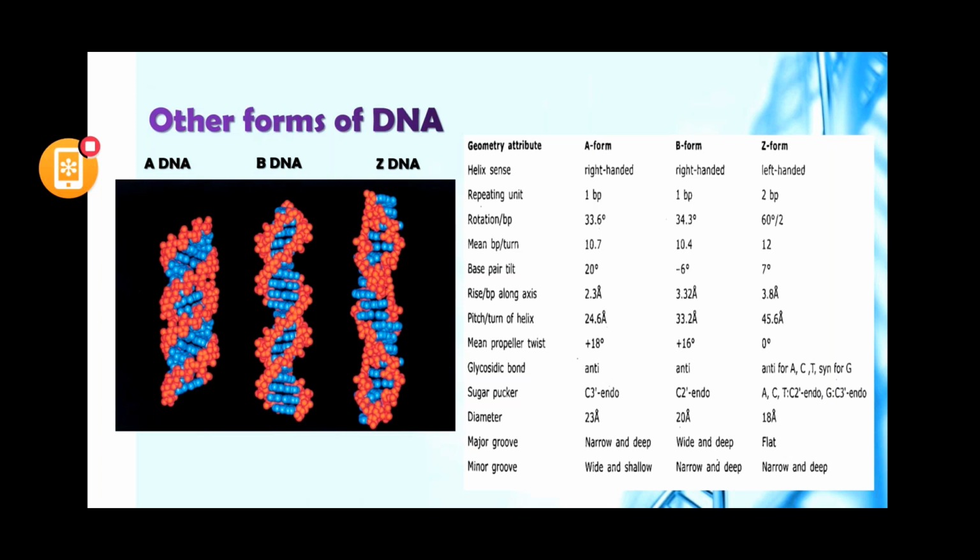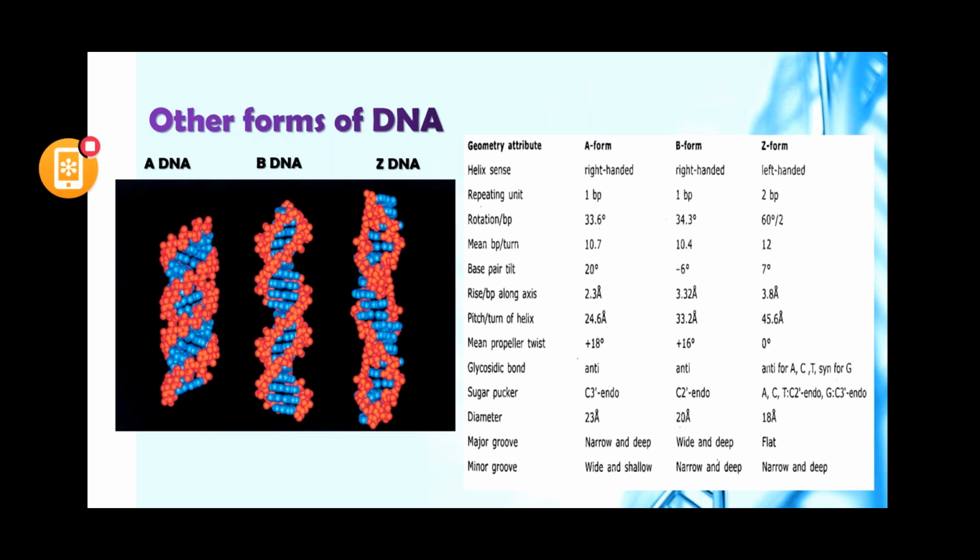You can see that in case of diameter, the A form of DNA is wider than the B form of DNA. The diameter of the A form of DNA is 23 angstrom, while the B form of DNA is 20 angstrom.